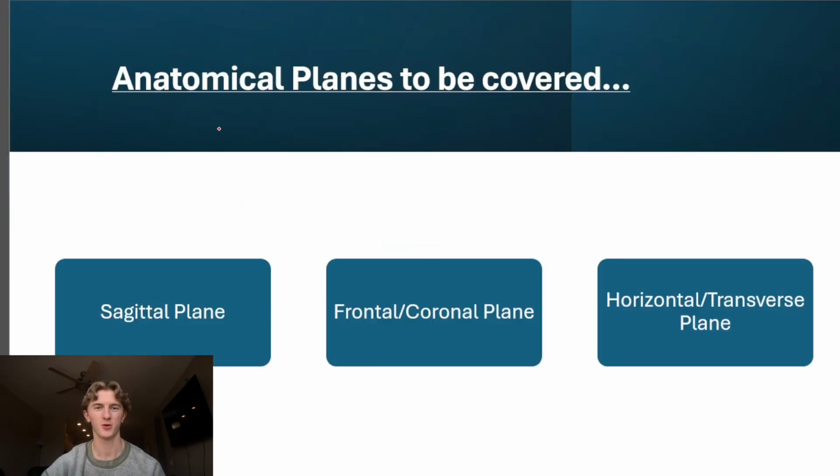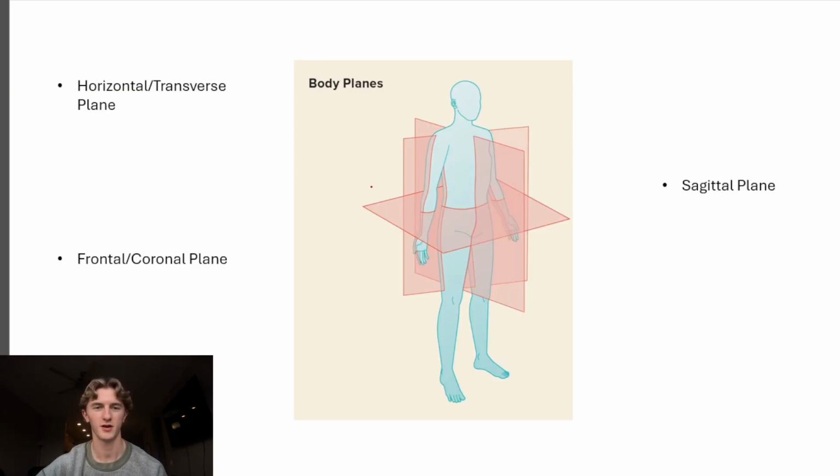All right, so next we're going to go over the anatomical planes, which are going to include the sagittal plane, the frontal or coronal plane, and the horizontal or transverse plane. So we can see the planes here on this diagram. First, the horizontal or transverse plane is going to be this plane right here that slices the body into a superior and inferior half. The frontal or coronal plane is going to be this one right here that slices the body into a posterior and an anterior, or a front and back half. And finally, the sagittal plane is just going to be this plane right here that kind of slices the body right down the midline, so it's going to make a left and right half of the body.